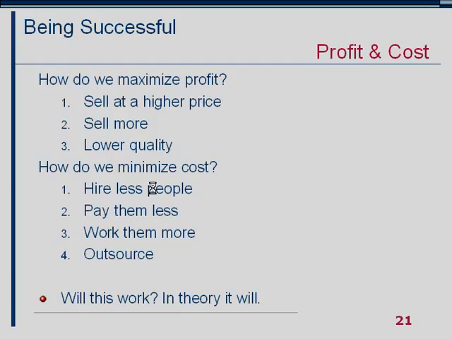How do we minimize cost? Well, we can hire less people. We can pay them less. We can work them more. We can outsource. So will this work? Well, in theory it does. On paper it does. If we hire less people, hey, that's less money that we're paying people. If we can pay them less. The problem is, does this work in the real world?